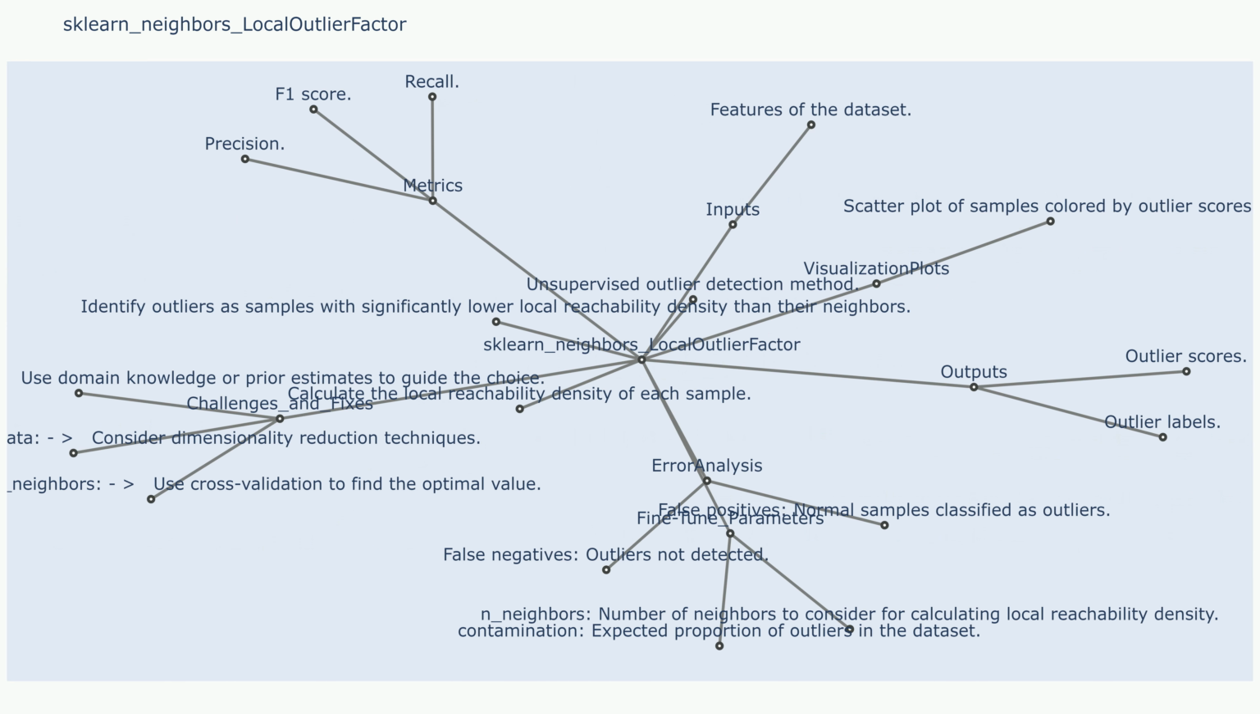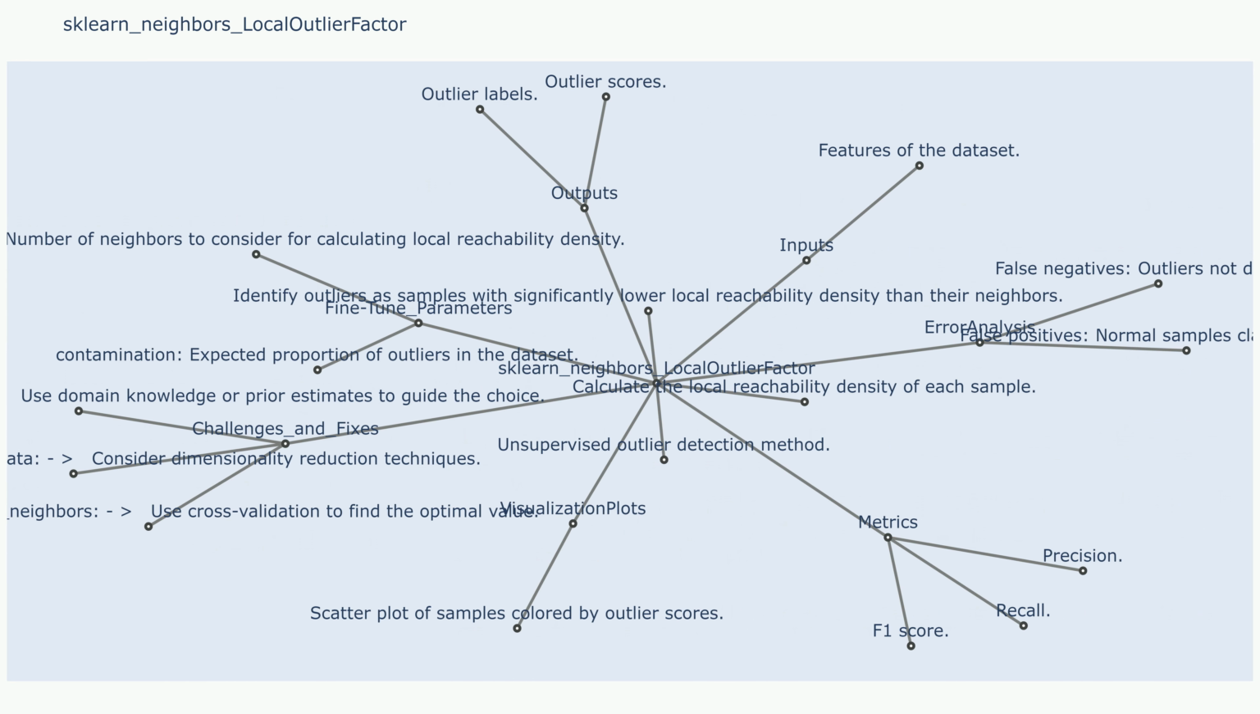Uncertainty methods. Confidence interval computing: a confidence interval for the LOF scores can provide insights into the uncertainty in the outlier identification. Sensitivity analysis: varying the n_neighbors parameter and observing the changes in the LOF scores can reveal the sensitivity of the results to neighborhood size.